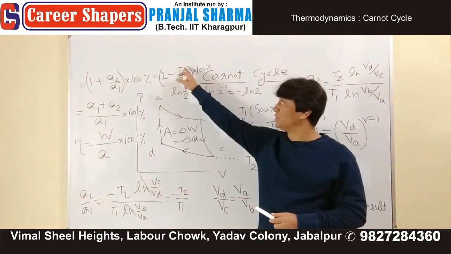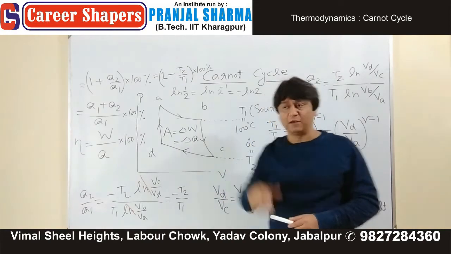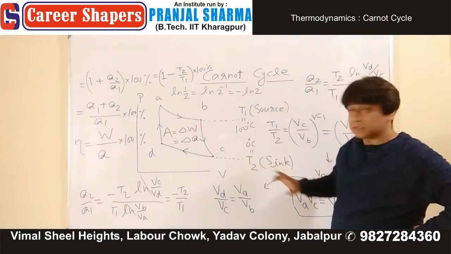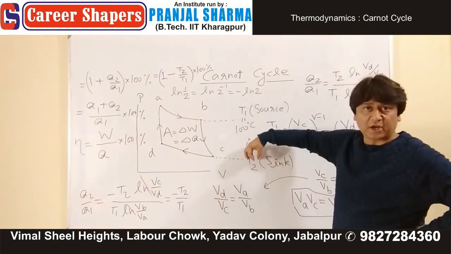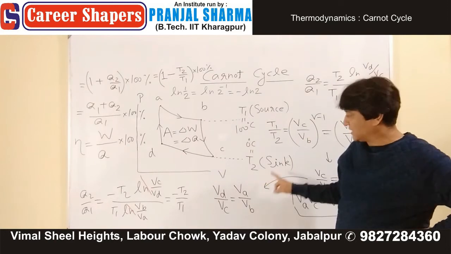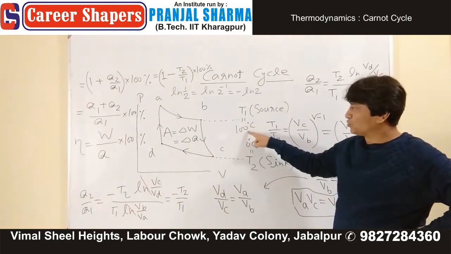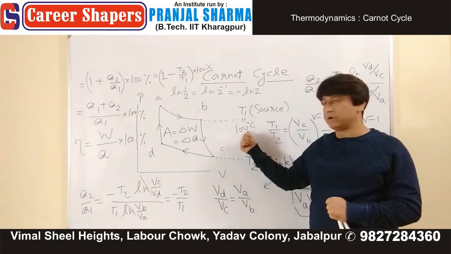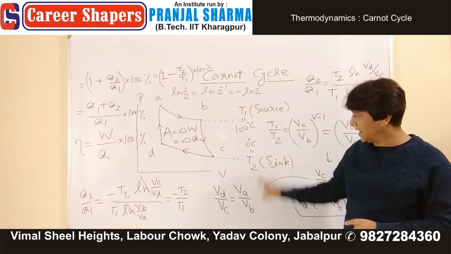When you're using T2 upon T1, don't forget to convert these things into what? Kelvin. From 100 degrees Celsius, if you want to transfer heat to a sink, ice, what is the source? A box of steam at 100 degrees. What is the sink? A box full of ice at 0.